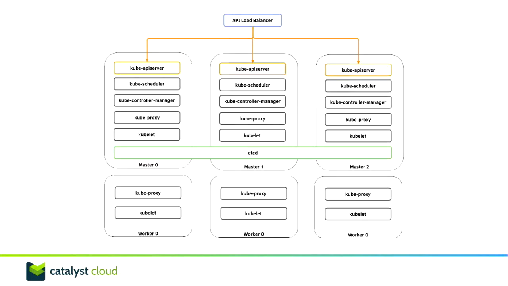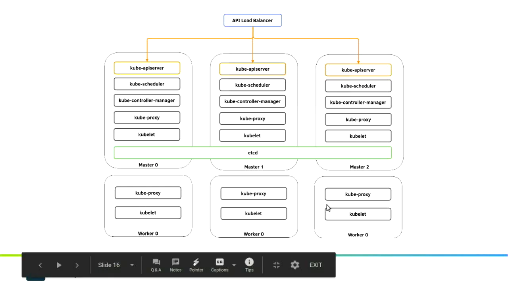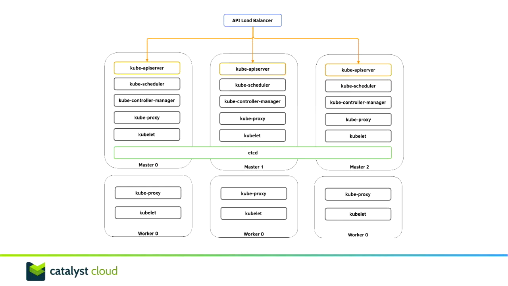So this is a typical Kubernetes deployment. You may have 3 master nodes, and on each master node you have the Kubernetes API and probably an etcd member. And you probably have 3 worker nodes, and on the worker nodes you probably only have kubelet and kubeproxy.